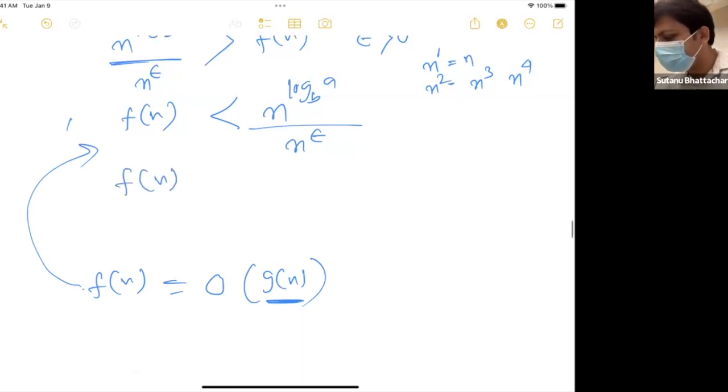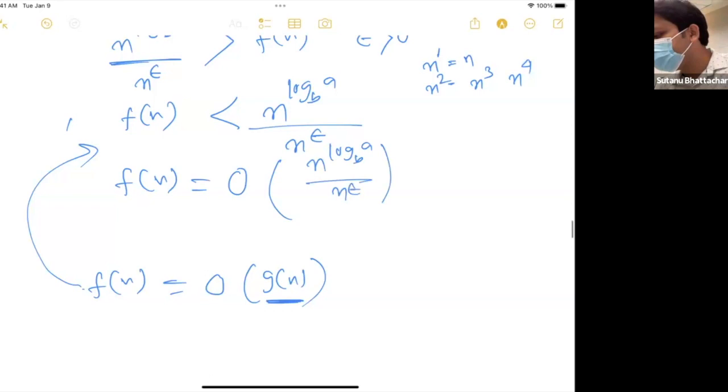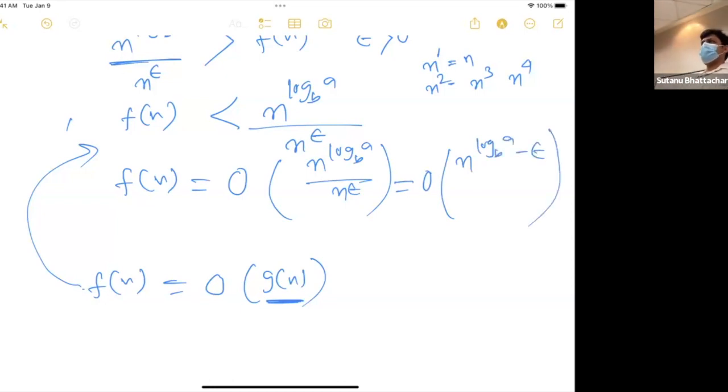So we can write f(n) this way: big O of this part, the right part. So it is the same as big O of n^(log_b a minus epsilon). So this is the relation. What is this relation saying? It is saying f(n) is smaller than n^(log_b a), and that difference is also polynomially lower. That's why minus epsilon. So we described this using words, and this is the same representation using asymptotic notation. So this is case 1, right?